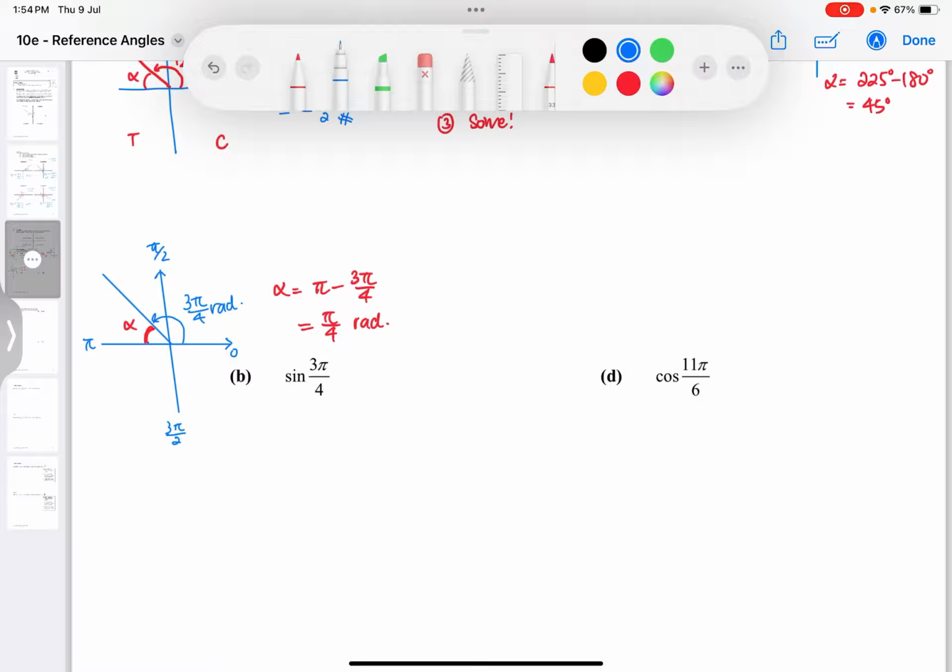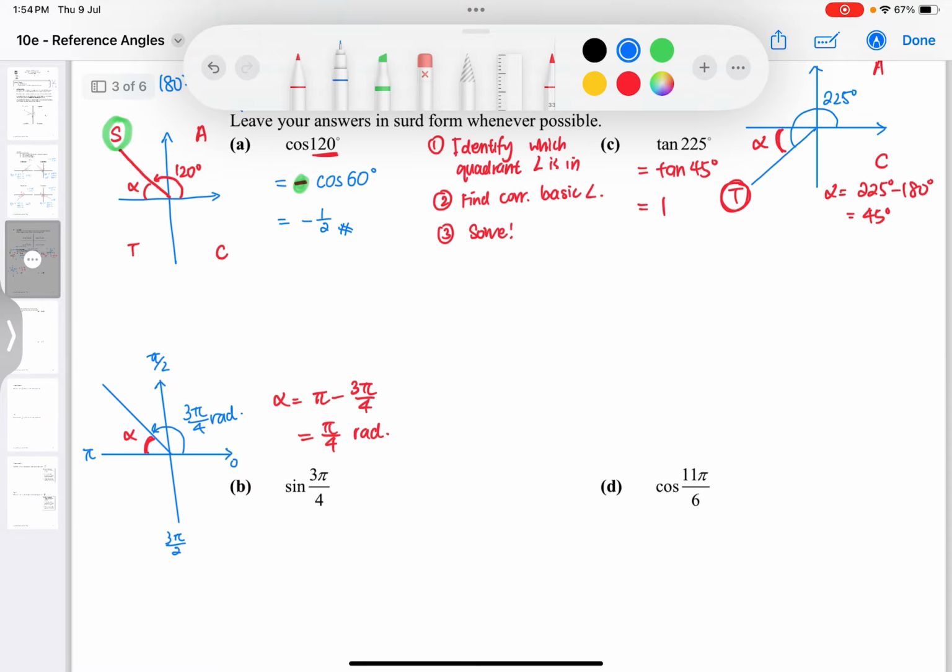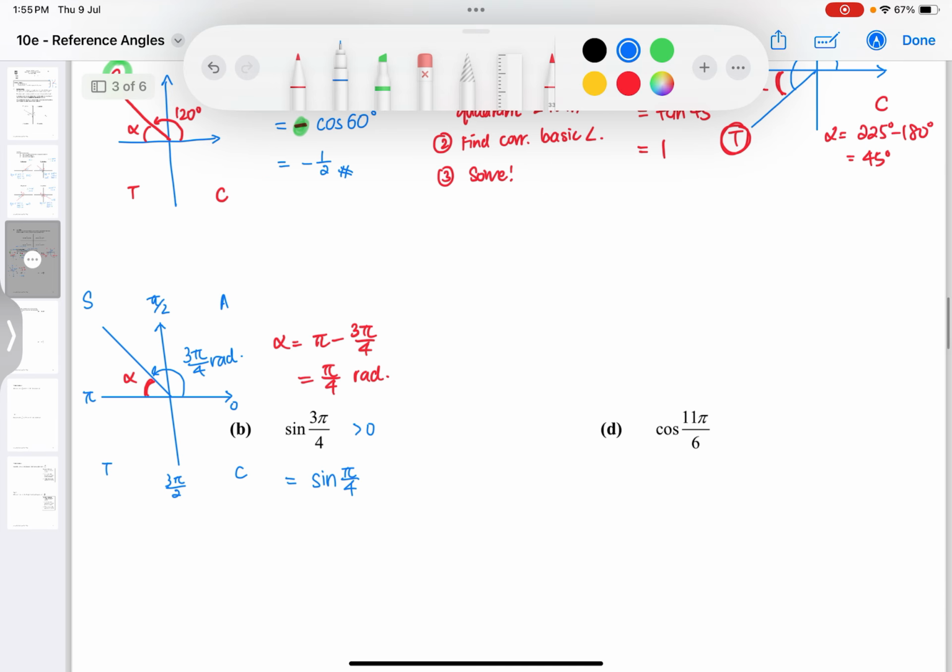Right? So now we just have to identify the sign in this quadrant. A, S, T, C. So this value here is going to be greater than 0. It's going to be positive, and it's equal to the corresponding basic angle, pi over 4. And sine pi over 4 is a special angle, right? It is actually square root 2 over 2.